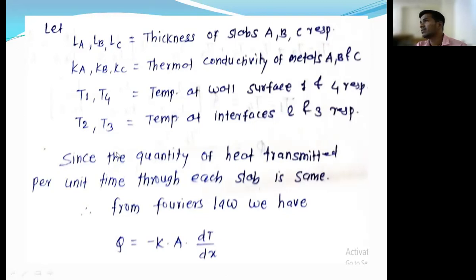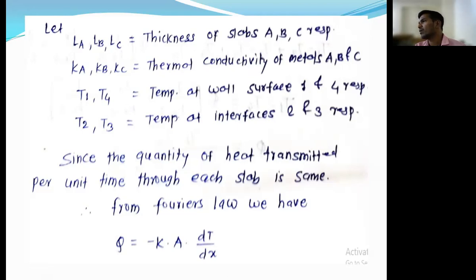First class again. LA, LB, LC, KA, KB, KC. What is the meaning of T1, T4, T2, T3? Okay, so these are the parameters of that particular composite wall. Meaning of each term. What is the meaning of LA, LB, LC, KA, KB, KC, and what is T1, T4, then T2, T3?